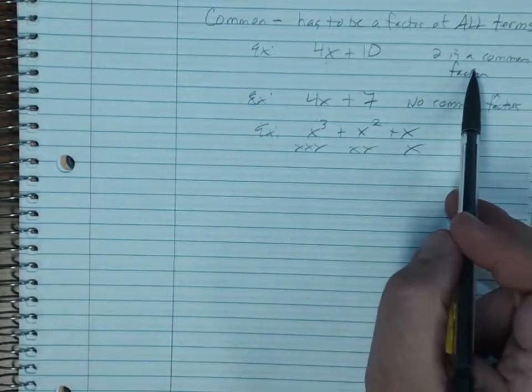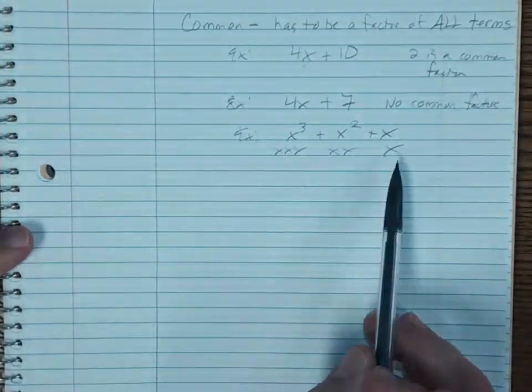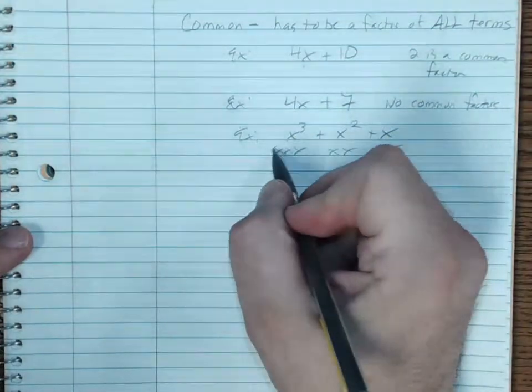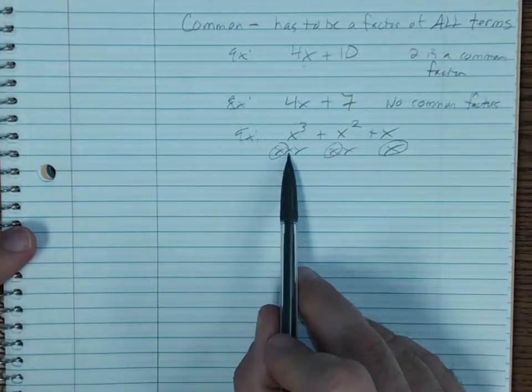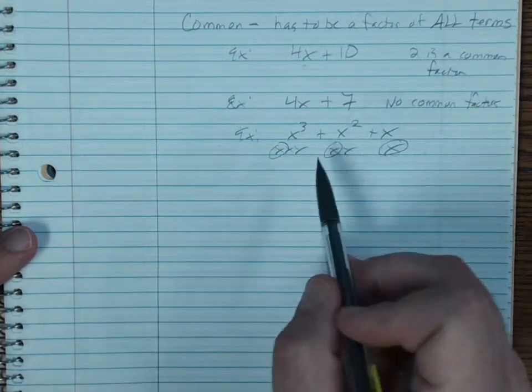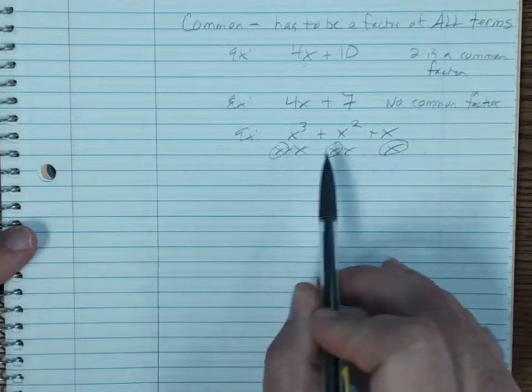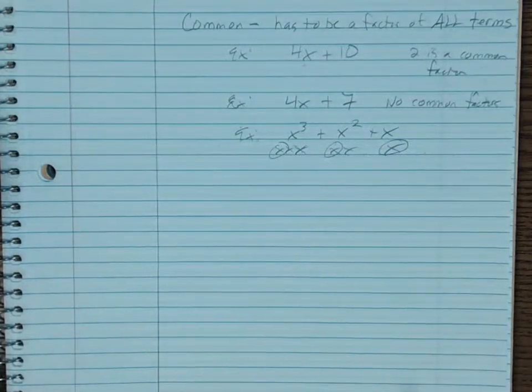Now, if what I'm factoring out must be common, it must be in all 3 terms. So I certainly have 1 x in all 3 terms, but I don't have a second x in all 3 of them. I have it in 2 of them, but not in the third. And I certainly don't have a third x in all 3. I have a third x in just 1 of the terms. So you can only factor out what's there.